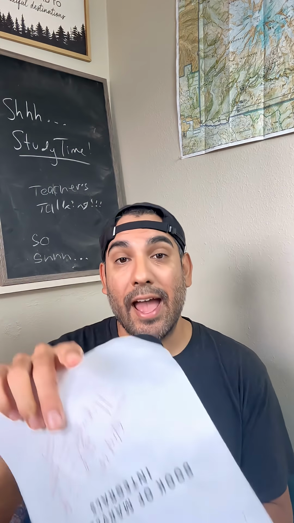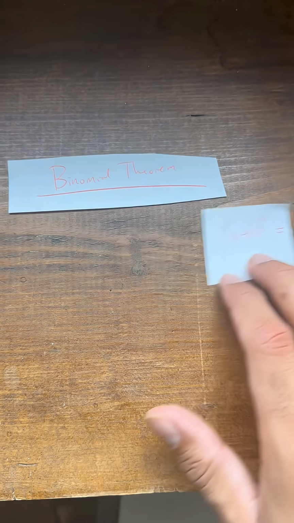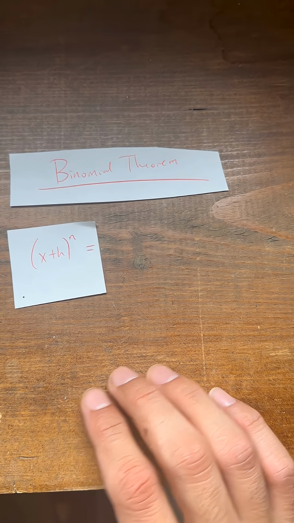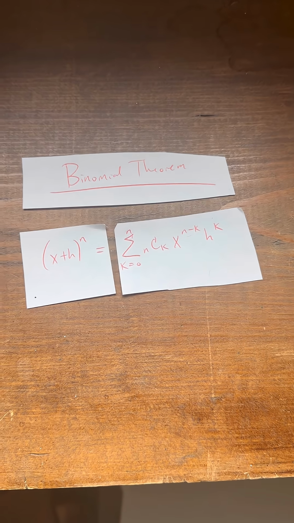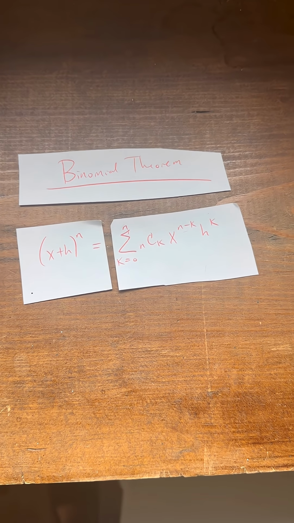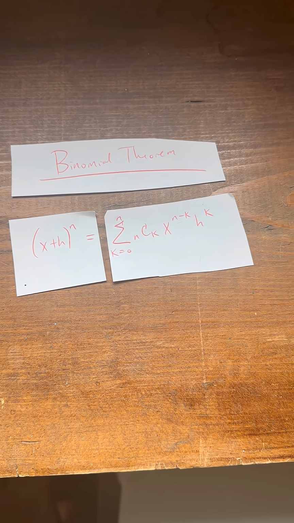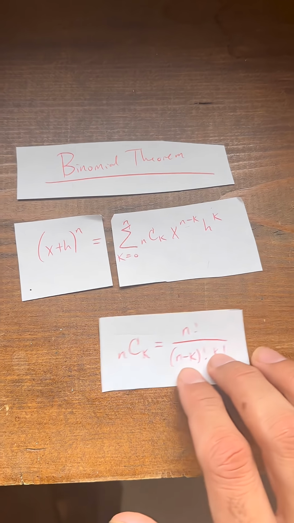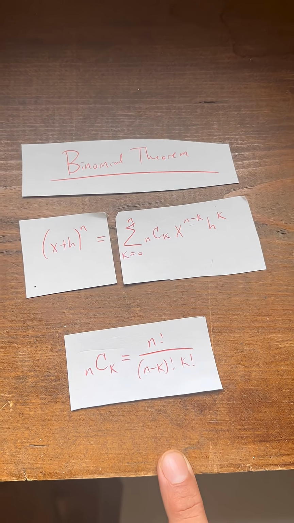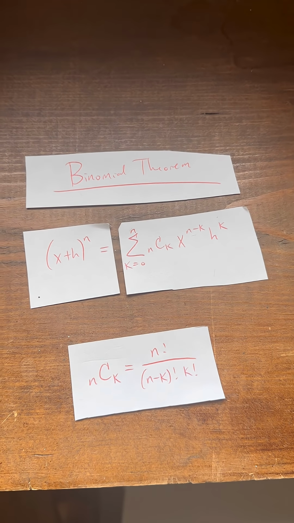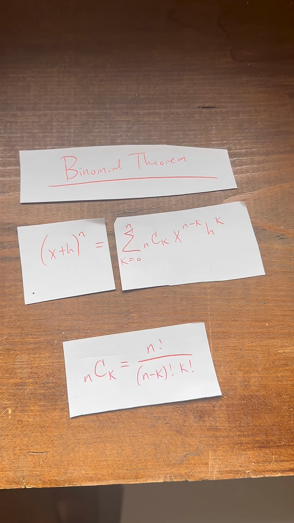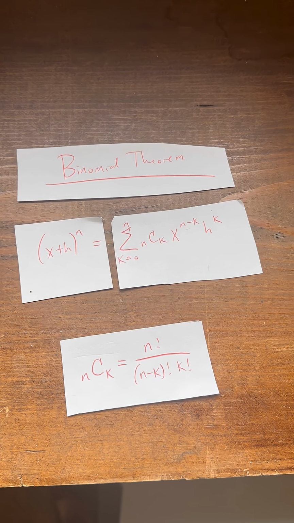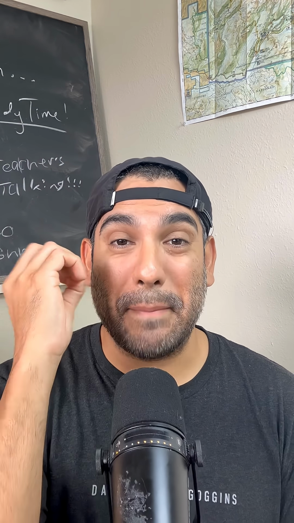Now, before we do that, I definitely want to talk about the binomial theorem. The binomial theorem tells us that if you have something like (x plus h) to the power of n, then that's going to equal this summation from 0 to n, where you have n choose k times x to the power of n minus k times h to the power of k. Now, I know it's a little confusing, but definitely make sure that you know that n choose k is actually just a combination, where that's equal to n factorial over (n minus k) factorial times k factorial. I know that's a little confusing, but trust me, it's going to pay off at the end.